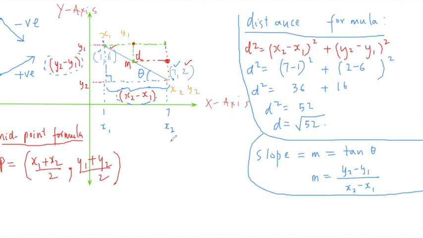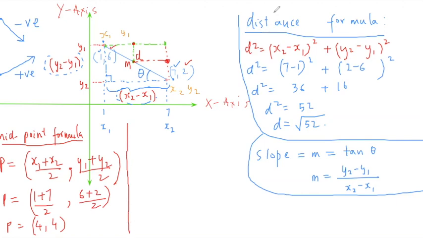So in our example, P would be equal to x1 plus x2, which is 1 plus 7 divided by 2, and y1 plus y2, that's 6 plus 2 divided by 2. So P would be 4, 4. And that looks about right here. 4, 4 looks about right as the midpoint as well. Okay. Makes sense?